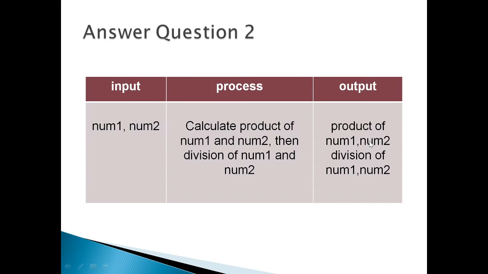So what is the IPO chart? Input: it involves two inputs, num1 and num2. Then the process: calculate the product of num1 and num2, then the division of num1 and num2. So there are two processes, calculating the product and calculating the division. And then what is the output? The output is only two: the product of num1 and num2, and the division of num1 and num2. Okay, that's all for question 2.